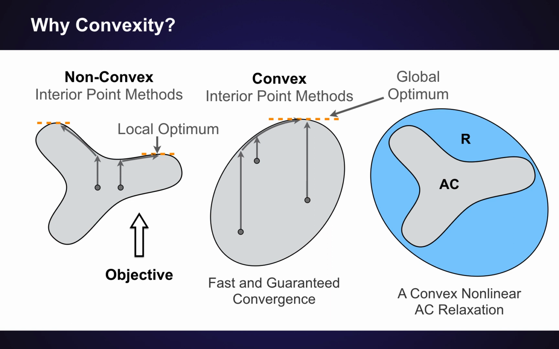So we tend to have a primary interest in the topic of convex nonlinear AC relaxations because they give us the best combination of relaxation strength, so they're going to be tight around the non-convex region, but also the performance we want from fast algorithms and the ability to, say, prove infeasibility.